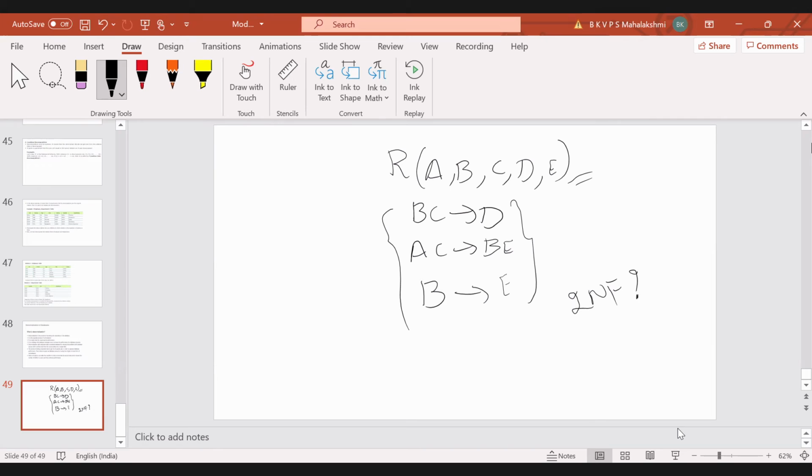So this is the relation, and these are the functional dependencies. BC tends to D, AC tends to BE, and B tends to E. So tell me now, is it in 2NF or not? Just note down the functional dependencies. BC tends to D and AC tends to BE and B tends to E. Only three functional dependencies.